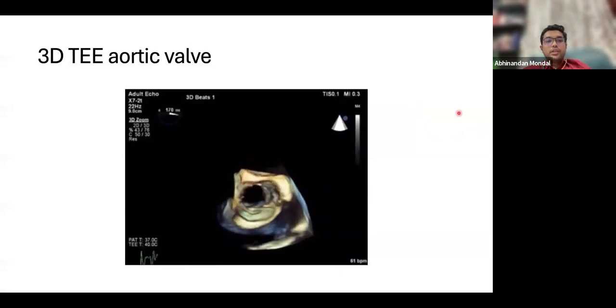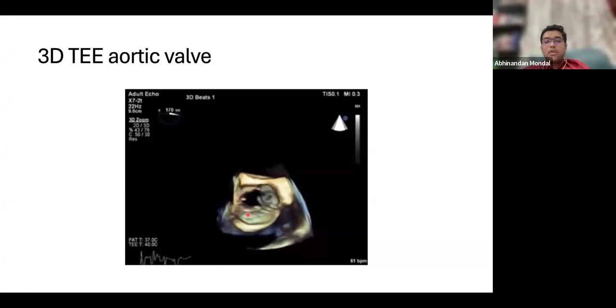This is a 3D TE view of your aortic valve. This is an en-face view, that is, you can see it from your aortic side.